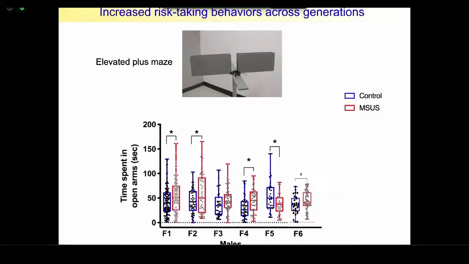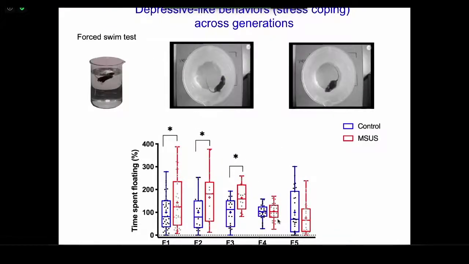As you see here, this animal is taking a lot of risk. Normally a control mouse will stay in these closed arms. This behavior is transmitted through the fathers, through the paternal line, up to the sixth generation. The animals are also depressive, as expected from the human literature. I will just show quickly this video.